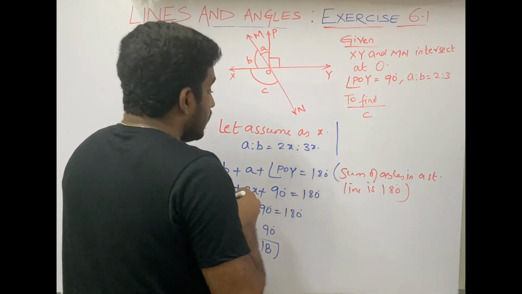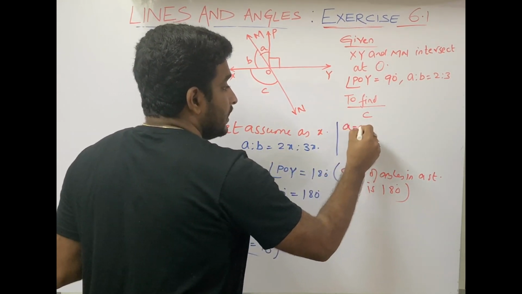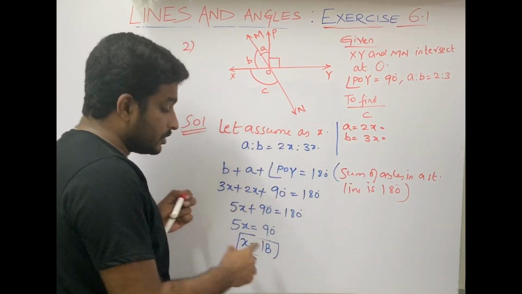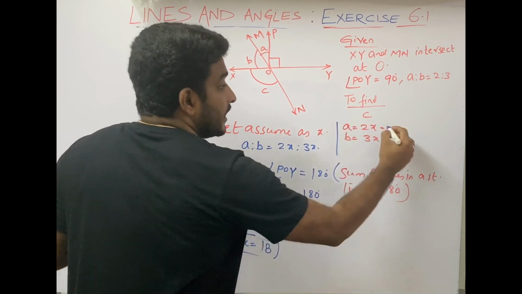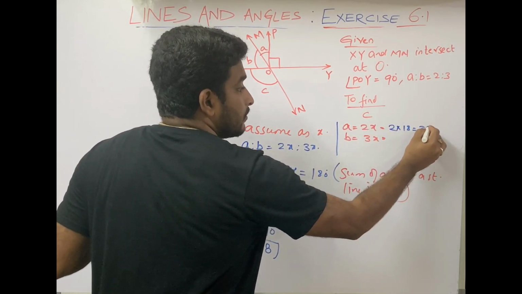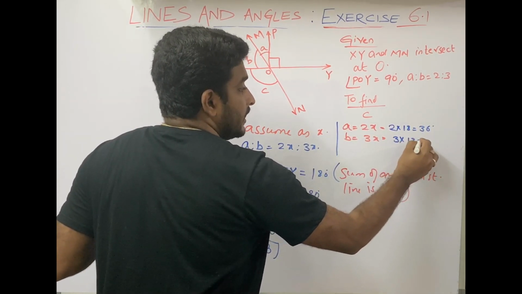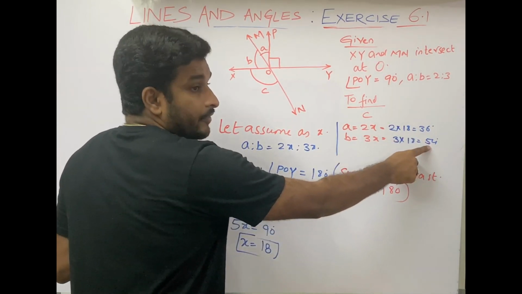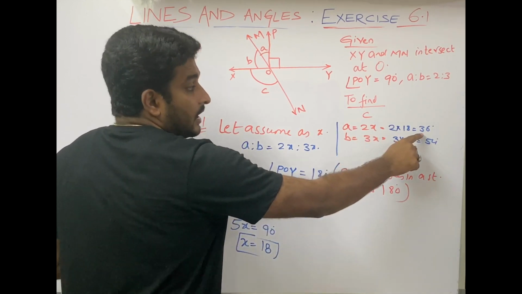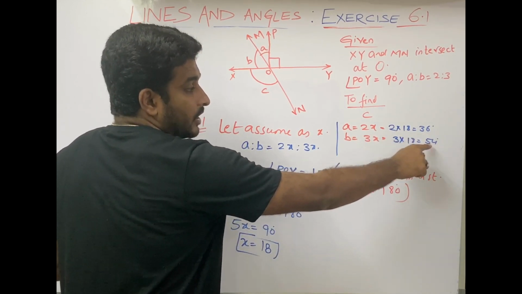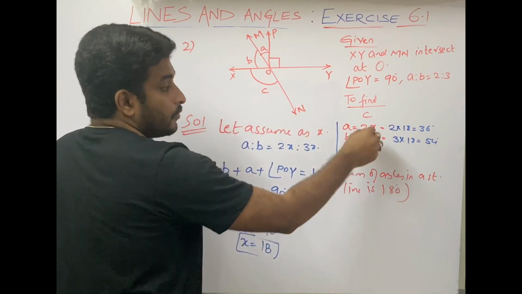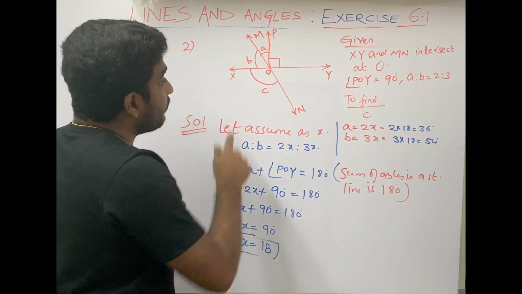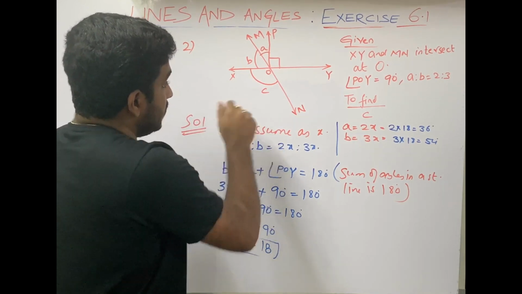But what we know, A equal to 2x, B equal to 3x. When we substitute x equal to 18, then 2 into 18 will become 36, 3 into 18 will become 54. Now we can check also. When 36 and 54 are divided by 18, 36 is 2 times 18 and 54 is 3 times 18, so it will be in the ratio of 2:3, as they gave. Now what we have to find is C.